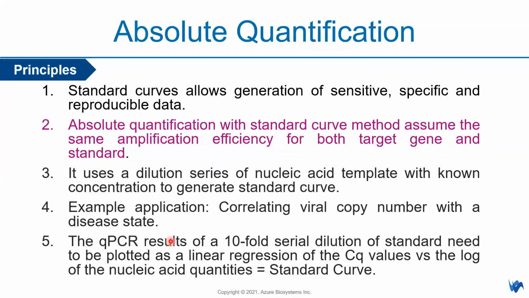Here I'll be using a tenfold serial dilution to show you what the standard curve should look like. The qPCR result of a tenfold serial dilution of a standard needs to be plotted as a linear regression of the Cq values versus the log of the nucleic acid quantities. Therefore, you have the standard curve. I know this is a bit of a mouthful. There are a lot of mathematical equations involved, but I will not touch on that. We are just talking about a general sense of how people use these and improve them.